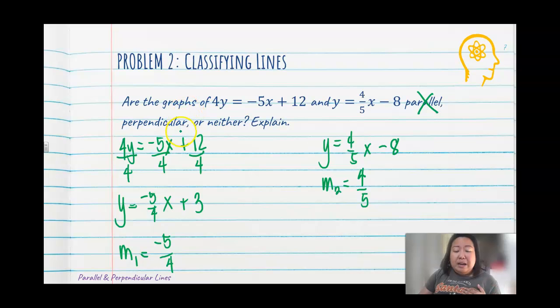Okay? Now, perpendicular. How do you check if they are perpendicular? They have to have opposite signs. One is positive, one is negative. Okay, looks good. This is negative, this is positive. And they have to be reciprocals. This is 5/4. And what is the reciprocal of 5/4? 4/5. And so this pair of lines, because they have opposite and reciprocal slopes, then they are perpendicular lines.